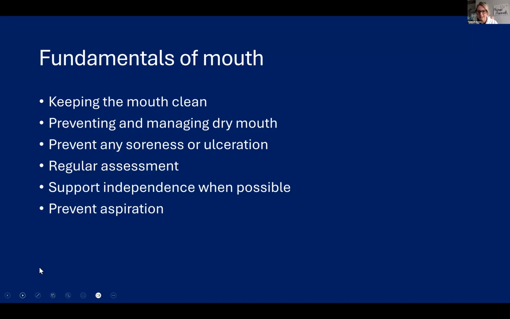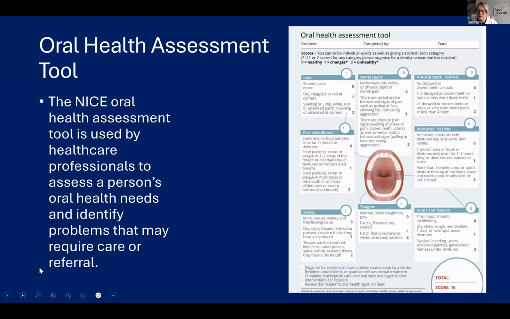The first thing is we need to keep it clean, okay? The second is we need to prevent and manage any dry mouth. We need to assess and prevent any soreness or ulceration. We need to do regular reassessment to make sure that the patient's not deteriorating and the mouth is improving. We should always try and support independence where possible, and we definitely want to prevent any aspiration in those vulnerable patients. So these are what I call the fundamentals of mouth care, and you can put these points through lots of different scenarios. They're applicable to every patient.